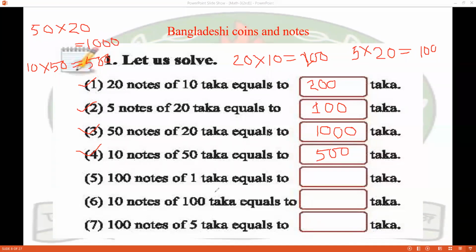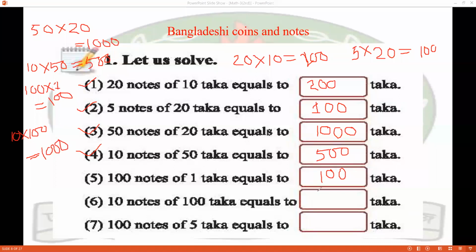100 notes of 1 taka is equal to how much? 100 notes of 1 taka, multiplied by 1, is equal to 100. So we can write 100 notes of 1 taka is equal to 100 taka. Next, 10 notes of 100 taka is equal to what? You have to find it by multiplication. 10 times 100 is equal to 1000.